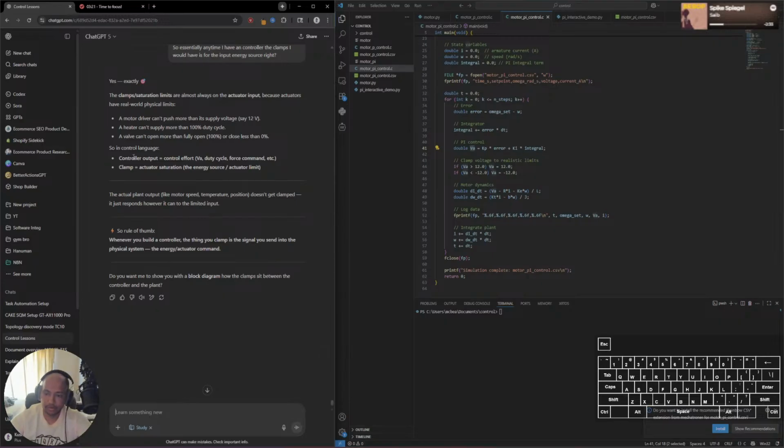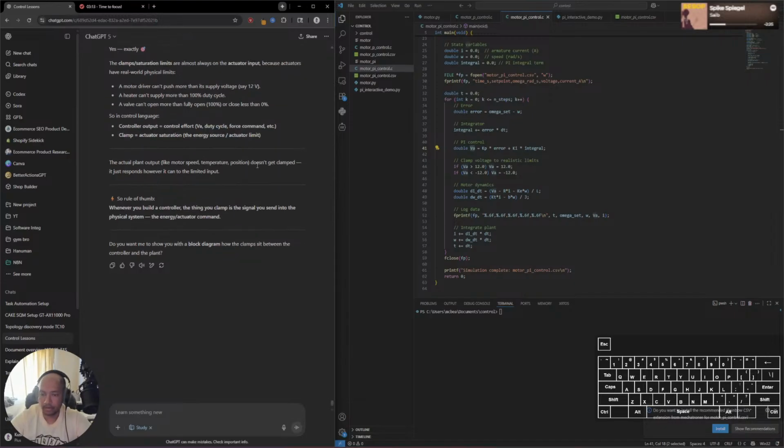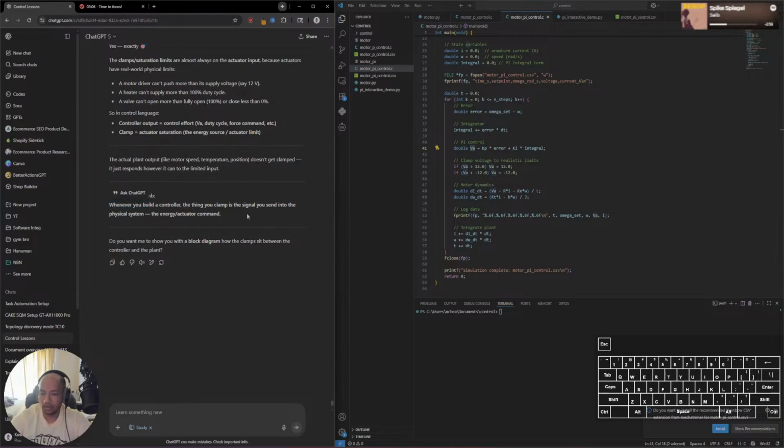So control signal, controller output, control effort. Clamp, actuator saturation, the energy source, actuator limit. Just like a force command. Plant output, like motor speed, doesn't get clamped and just responds however. The limited input. Whenever you build a controller, the thing you clamp is the signal you send into the physical system.